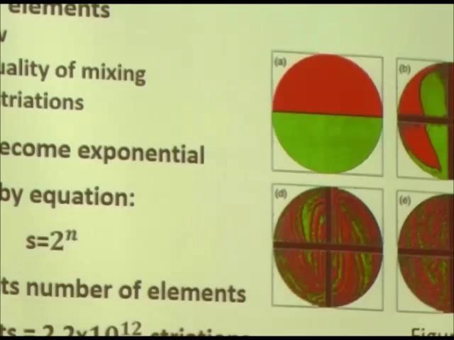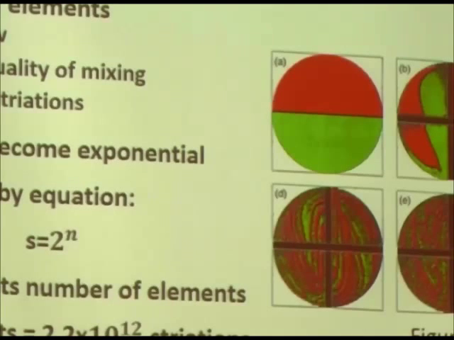And then let me go back and describe the equation real quick. The equation S equals 2 to the n describes the number of striations which are produced by the number of helical elements that you have. So in our case, we had a total of 41 helical elements. That means 2 raised to the 41st power, which comes out to 2.2 times 10 to the 12 striations.